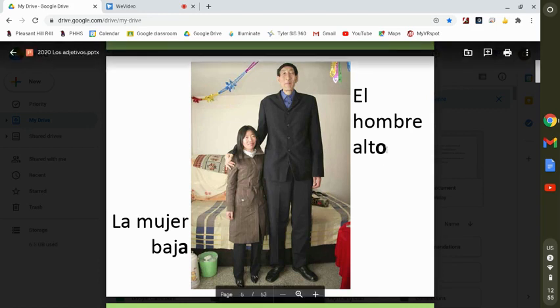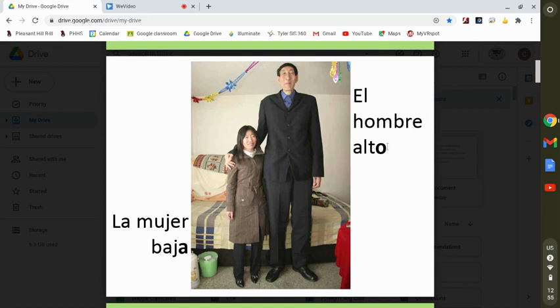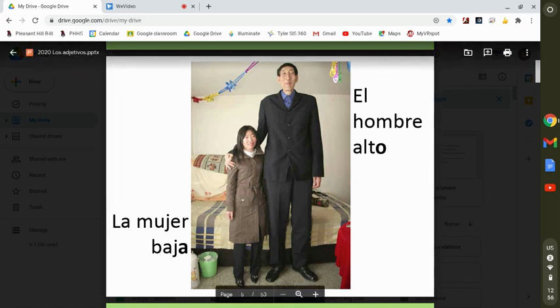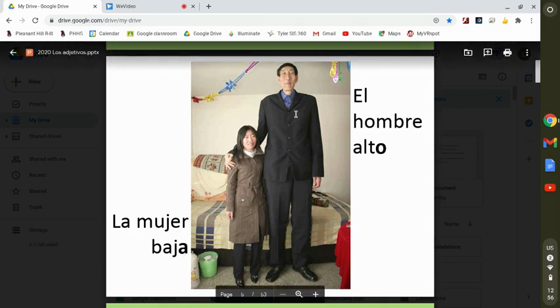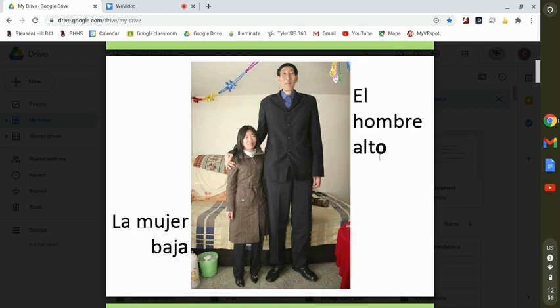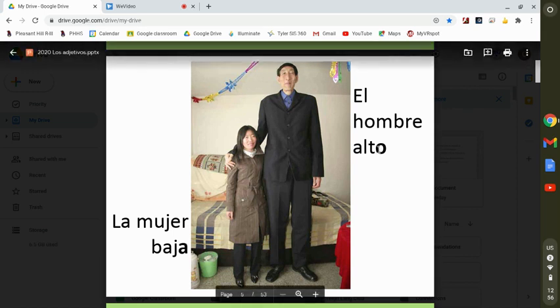Notice I have alto for the man. One man, he's singular, masculine. Over here for the short woman, I have baja because she's feminine and there's only one. Okay, so if this was a short man, I would just say el hombre bajo. If it's a tall woman, I would say la mujer alta. So if it's a female, she gets an A. If it's a guy, he gets an O.